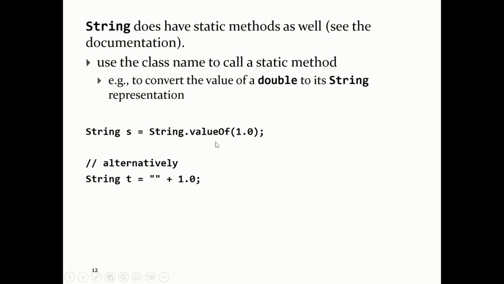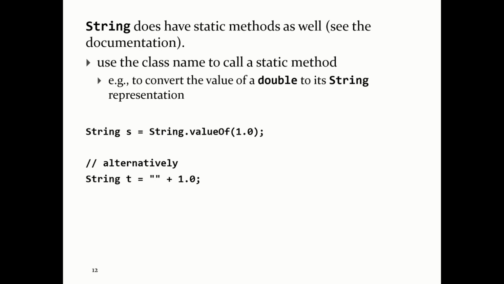You can call valueOf for any primitive value that you want to get the string representation of. You almost never do that because it's almost always easier to use concatenation. So that is functionally equivalent to that: take the empty string and just append whatever the string representation of 1.0 is. How does this work? Underneath the hood, the compiler actually calls valueOf on the 1.0 and then concatenates it with the empty string. So you don't have to call valueOf yourself, but that's an example of a static method in the string class.